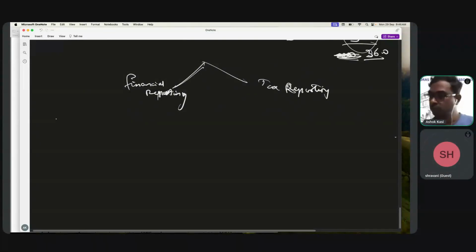Say for example, let's say sales happened for 1000. Let's say depreciation is the only expense. We are depreciating at, let's say, 25 percentage. There is some asset, 1000 rupees asset.